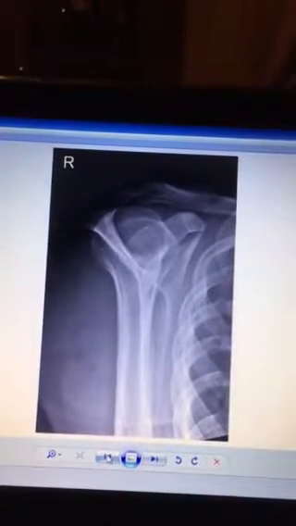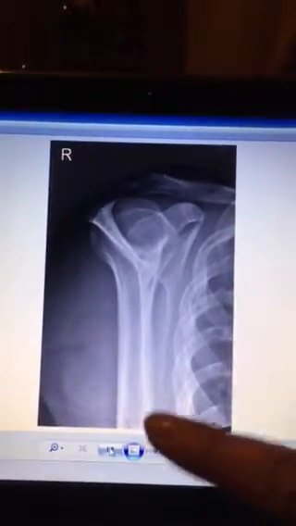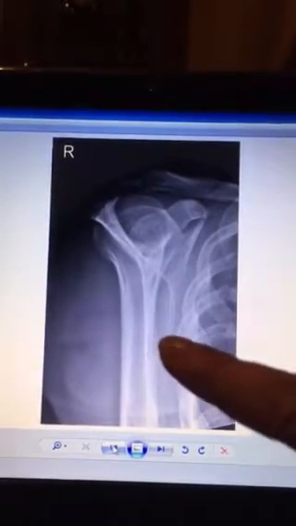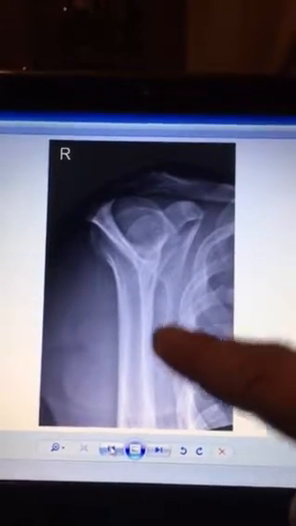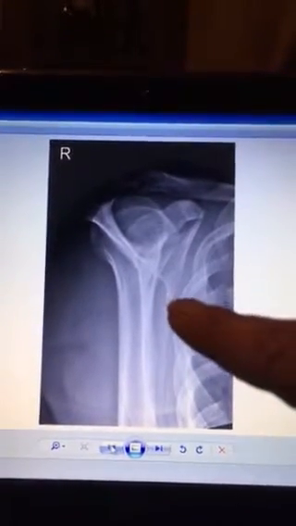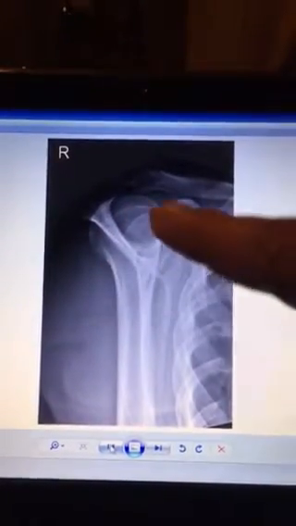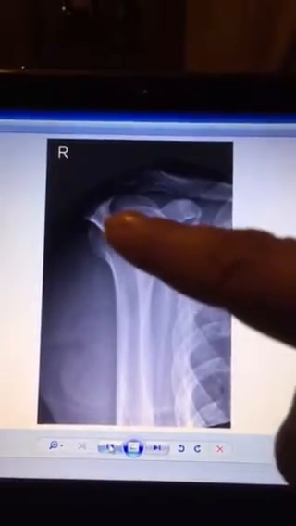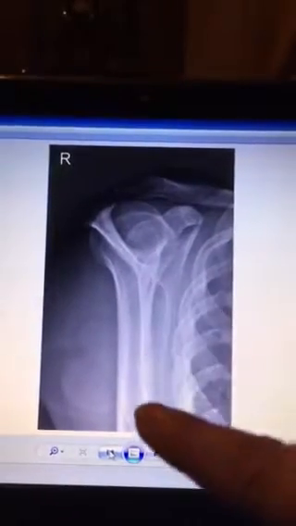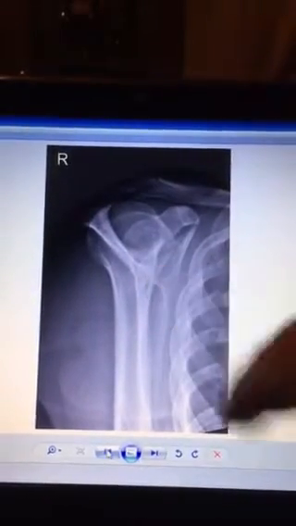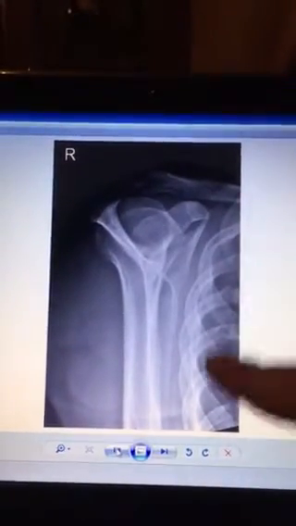We don't have to abduct the arm or anything like that. The central ray goes perpendicular to the scapular body, the medial border. The scapula should be perpendicular to the IR. This is the humeral head, the acromion and coracoid process, and the scapular body right here. And again, there will be some collimation around it.